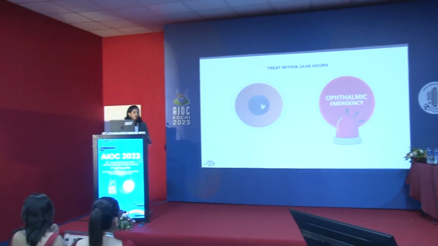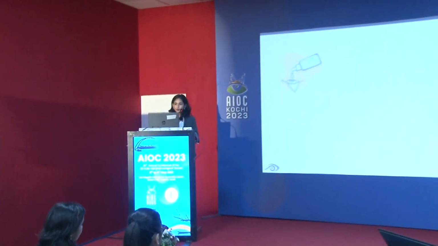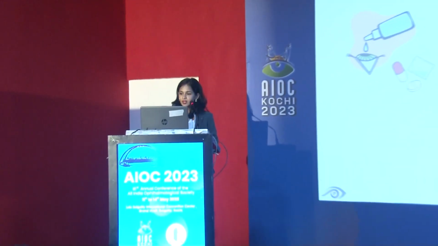So, we all know that it is an ophthalmic emergency and it has to be treated within 24 to 48 hours. So, the first thing that you do when the patient comes to you is you immediately start all the medicines and counsel the patient party and the patient and shield the eye. That's the first thing to do. Why is it an emergency?